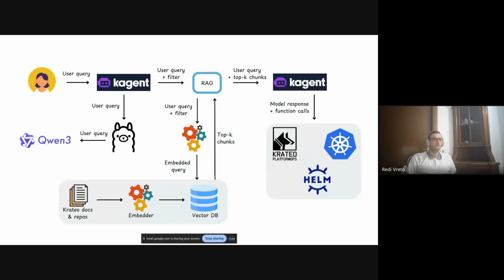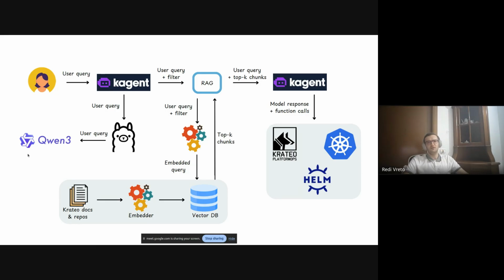Okay, so just a quick overview of the architecture that we have built on top of K-Agent to create what we have called an autopilot that allows you to interact with Kratel. So the idea is very, very simple. Hopefully you can see my mouse. You have a user that submits a query to K-Agent, which leverages Ollama and takes the query and uses the Qwen3 to process the query.